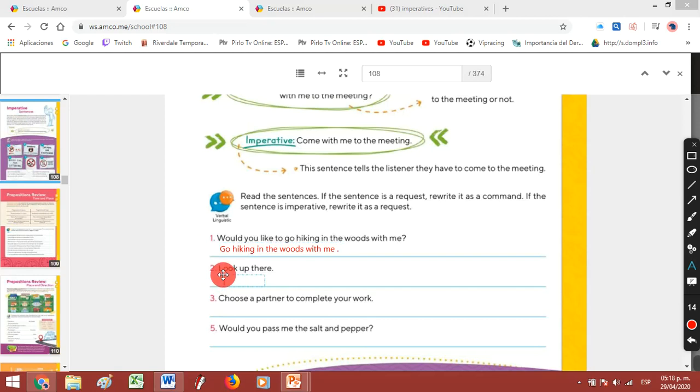Look up there. That is an imperative sentence, so we are going to make it as a question. Could you look up there? Okay, we put a question mark. Excellent. Try to make the number 3, and here we have a mistake. Here is number 4, but it doesn't matter, don't worry about it.